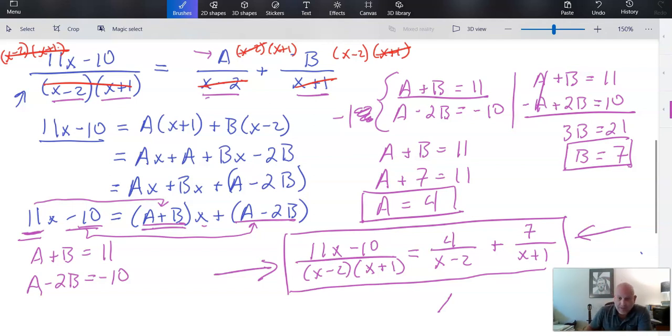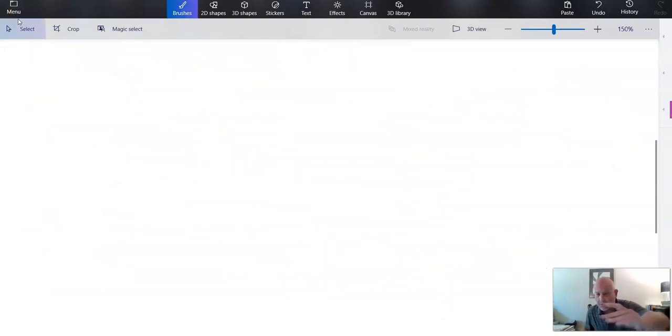Okay, so that's our first example. Now, the next one is very similar, although the answer comes out looking a little bit different. Okay, so what I want to do is write the problem down. Let's see, I got my pen. Is this on? Nope, it's not. Let's do this again.